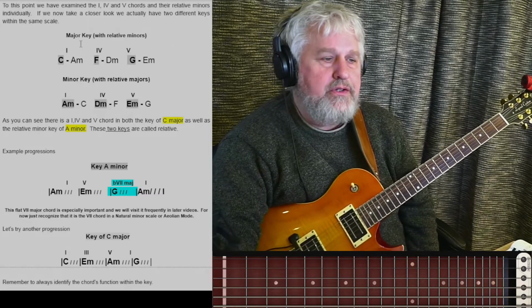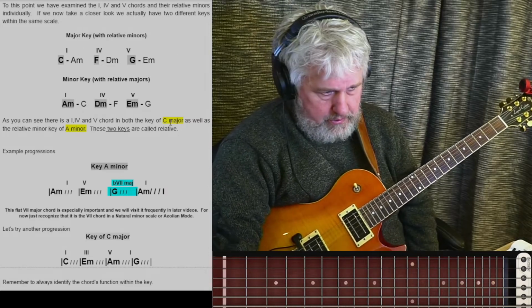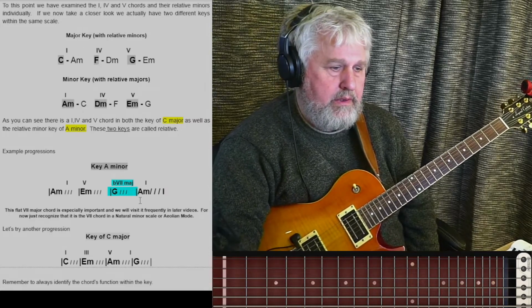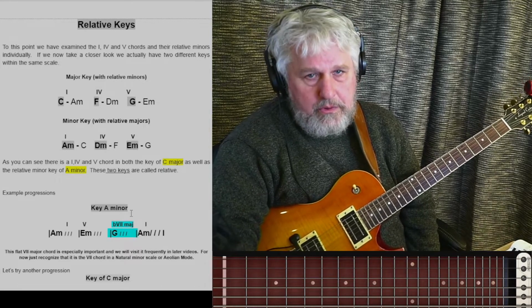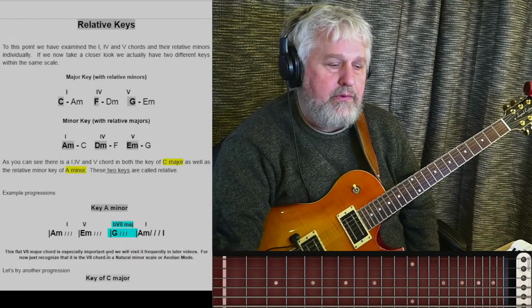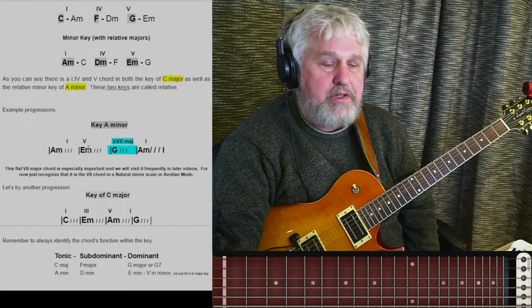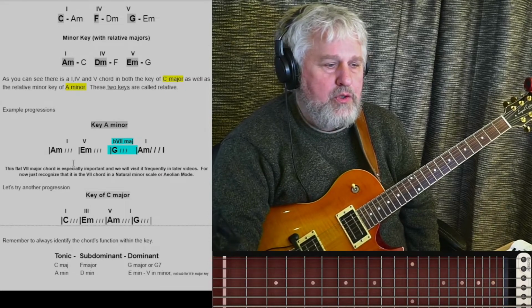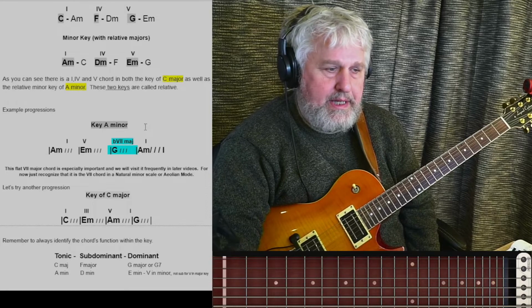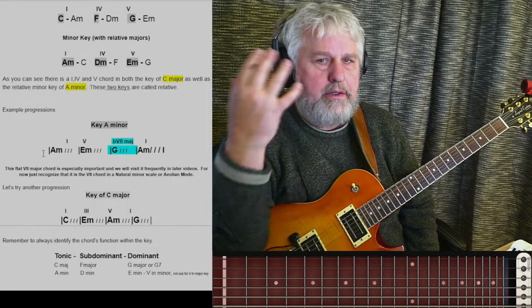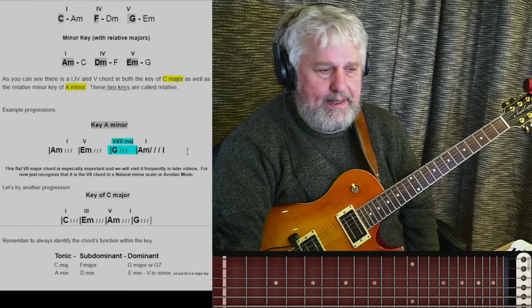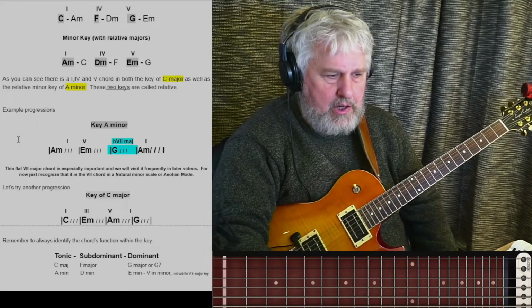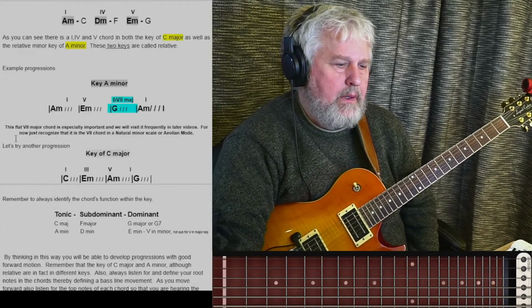In the key of C, it's tone, tone, semitone, tone, tone, tone, semitone, and in the key of A minor, it's a tone, semitone, tone, tone. Completely different relationship of tones and semitones. So we hear scales and we form scales cognitively, but from the tonal center, right? Another topic.